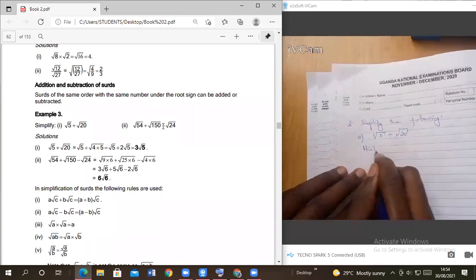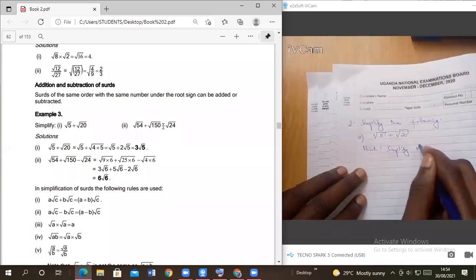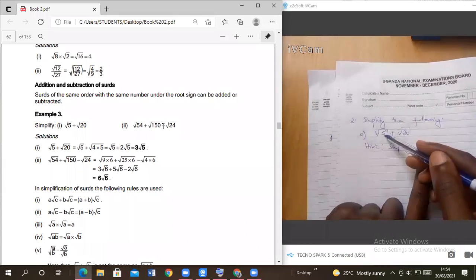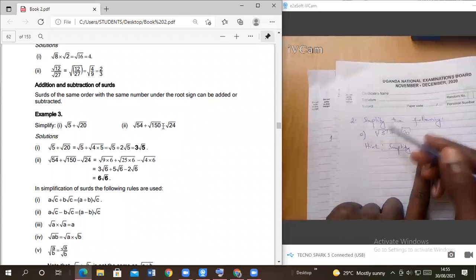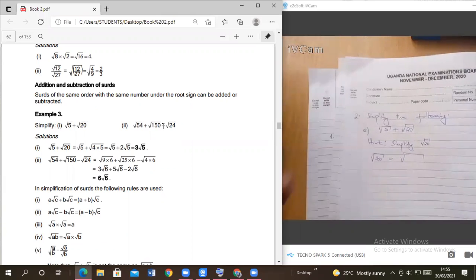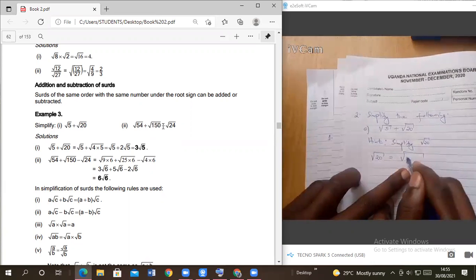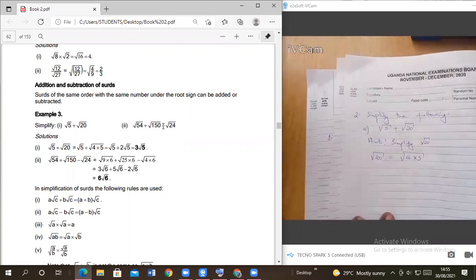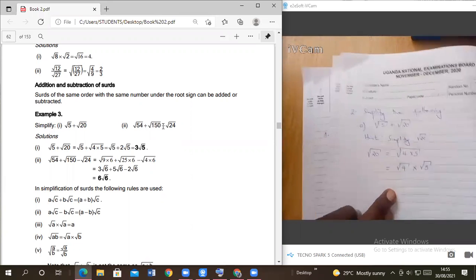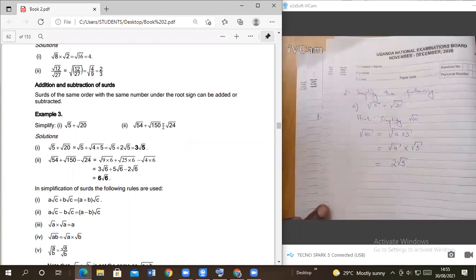So the first step is to simplify root of 20, so that they have the same order as root of 5. Root of 20 is the same as root of 4 times 5, which is root of 4 times root of 5. We get 2 root of 5.